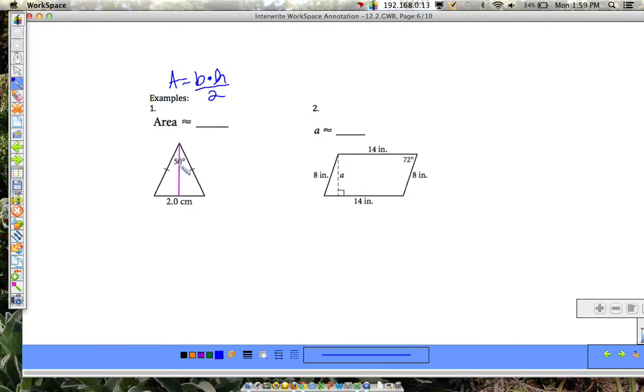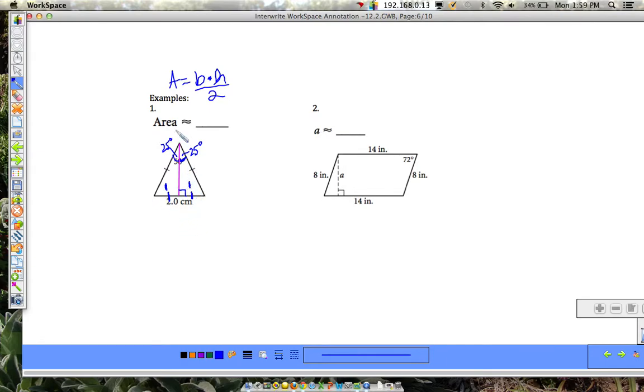The nice thing is, if I have an isosceles triangle, remember, 2 sides that are the same, I know my altitude is also the bisector of the opposite side, and it's the angle bisector. So these are also divided in half. So this is going to be 25 degrees. This will be 25 degrees. This side will be 1 centimeter, and this is also 1 centimeter.